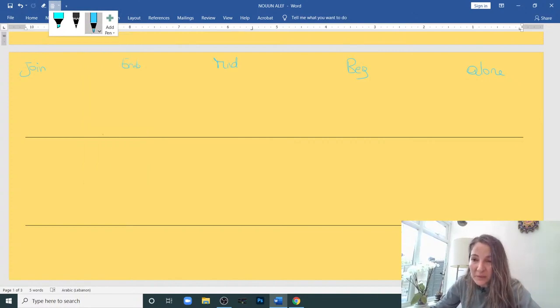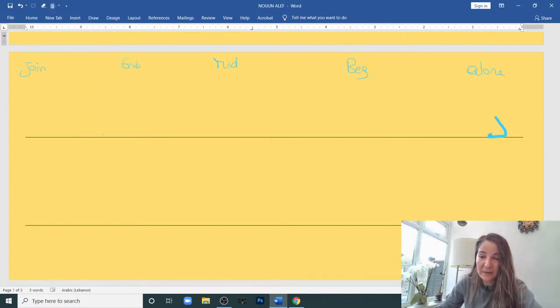So when it's alone, it's tilted with a tiny curl. When it's at the beginning of the word, it's exactly the same. When it's in the middle of the word, we need the tail. When it's at the end of the word, we also need the tail. Again, remember, this is a star letter.